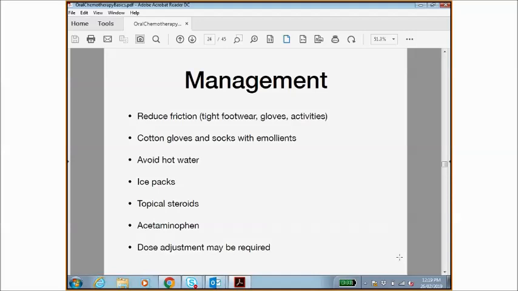So in order to prevent it, we want to reduce friction. So don't wear tight gloves or tight footwear, and don't go out in the garden if at all possible with tools that you're using repetitively. You can use cotton gloves and socks with emollients. Avoid putting your hands or feet in hot water for long periods of time. You might want to use some ice packs, or you might need to be treated with topical steroids. Pain management, so acetaminophen would usually be what we would recommend.